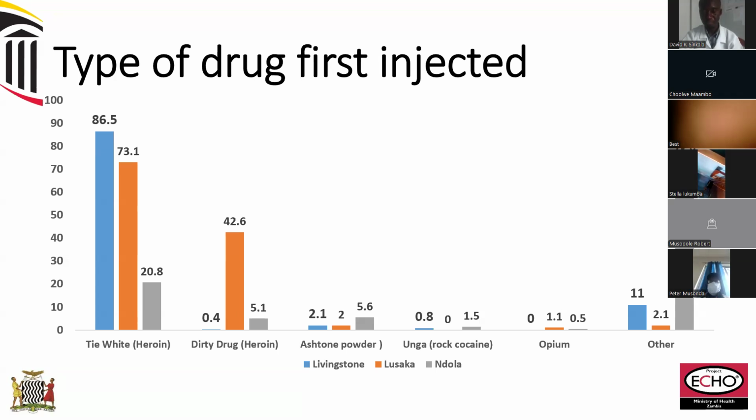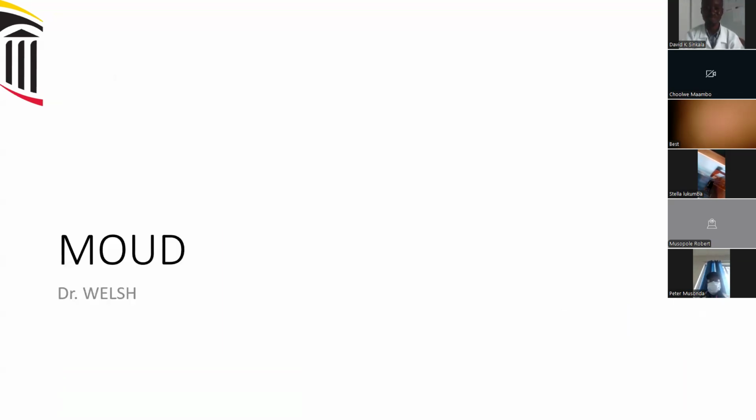And of course, we also had some dirty drugs, which is heroin mixed with others. We also had commonly known unga, which is the raw cocaine, opium, and of course, some other substances. And after conducting the BBS survey in Zambia, we were able to determine that we had a problem, and this problem needed to be addressed by setting up an opioid replacement therapy, as we saw that most of the drug that is out there and being used is mostly heroin, which is an opioid.